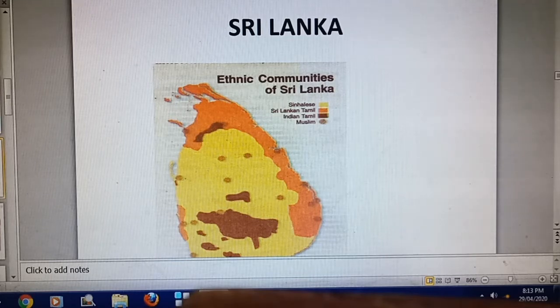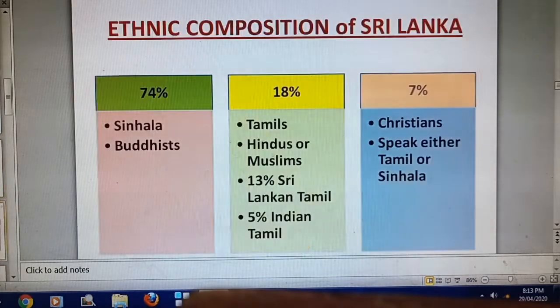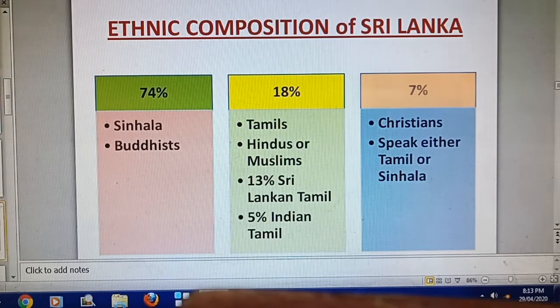Good morning, students. In the previous module, we have studied the reason for conflict between the French and the Dutch-speaking people in Belgium. Now, we are going to study another country, Sri Lanka. The next topic: ethnic composition of Sri Lanka.